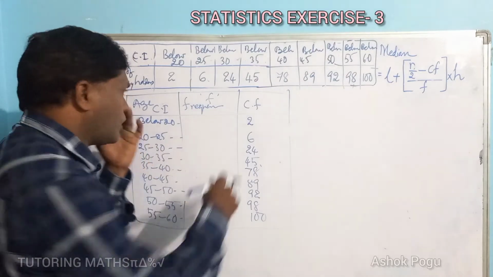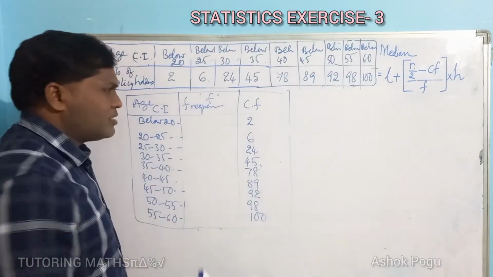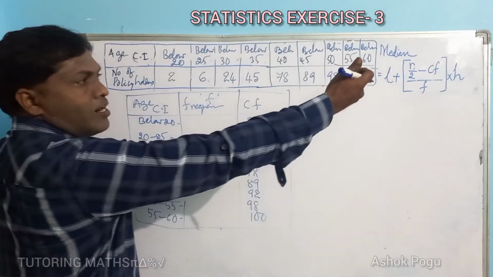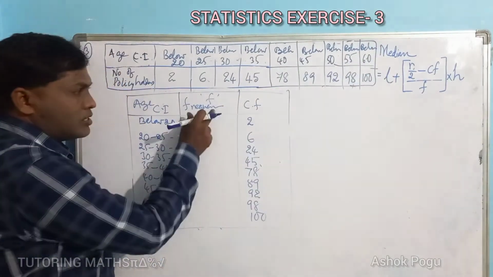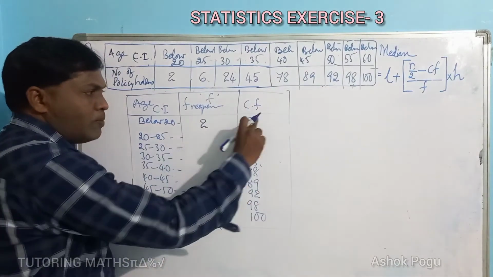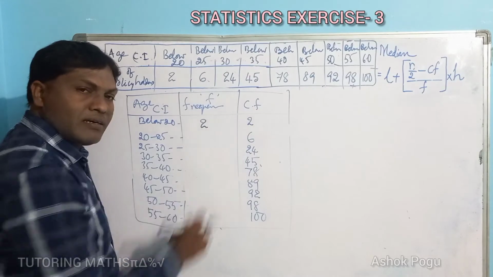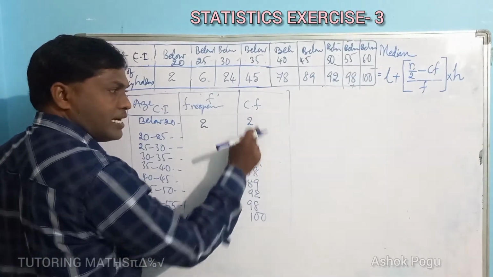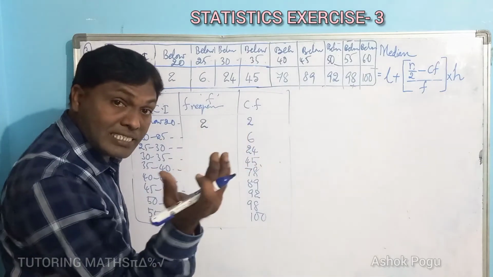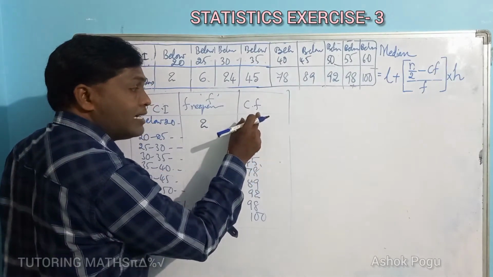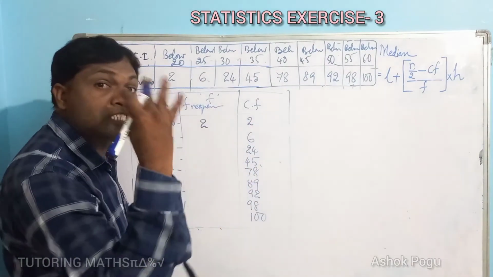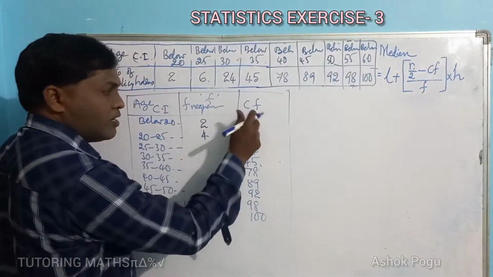No confusion. Coming to frequencies, we have to find the frequency, because without frequencies you cannot substitute the f value. What is the frequency? First value 2. The second value becomes the difference of the second and its preceding: 6 minus 2. To get 6 from 2, how much value should be added to 2? 2 plus 4 is 6.